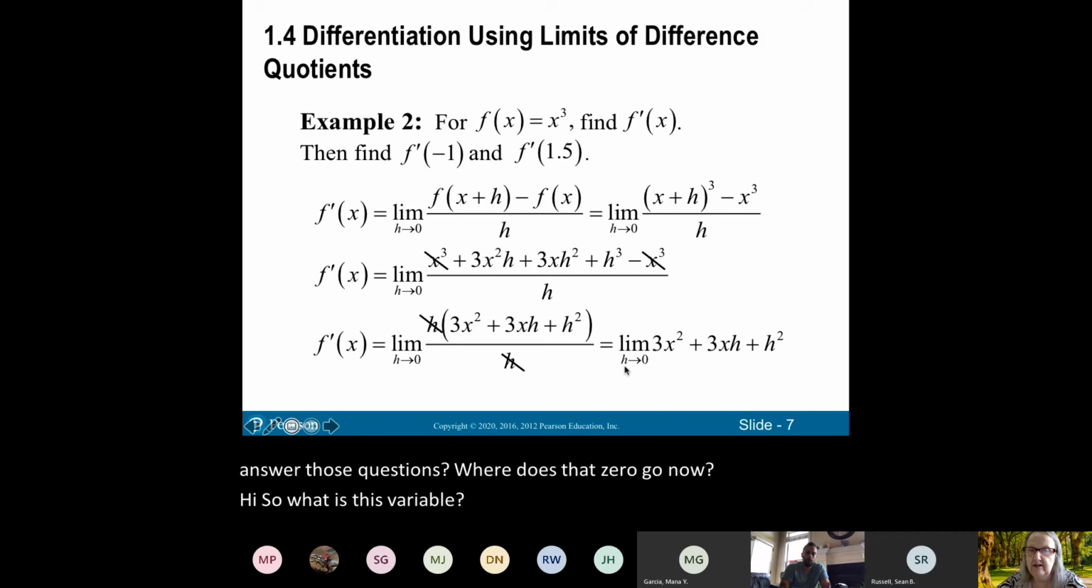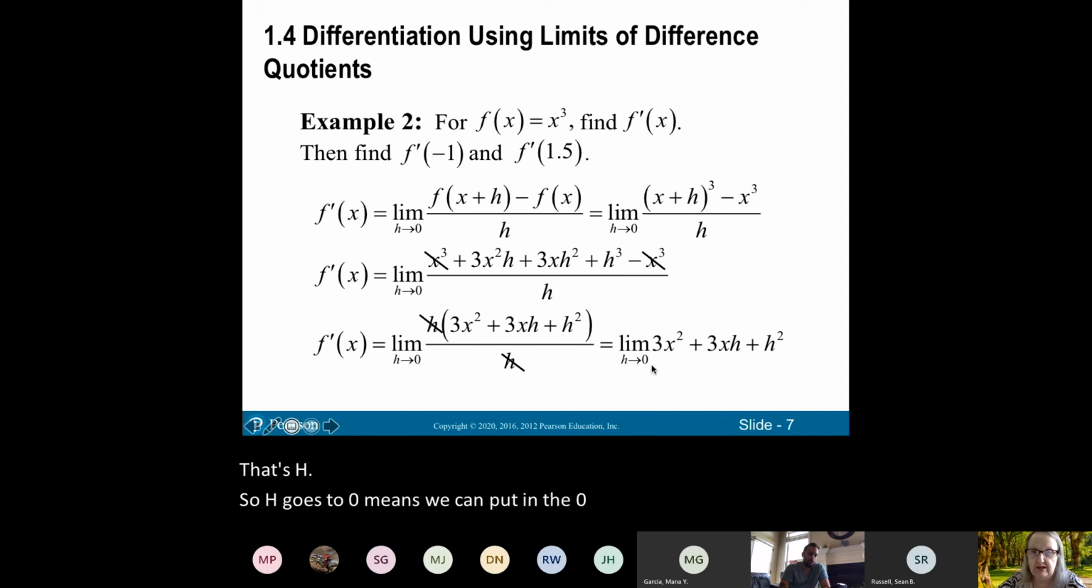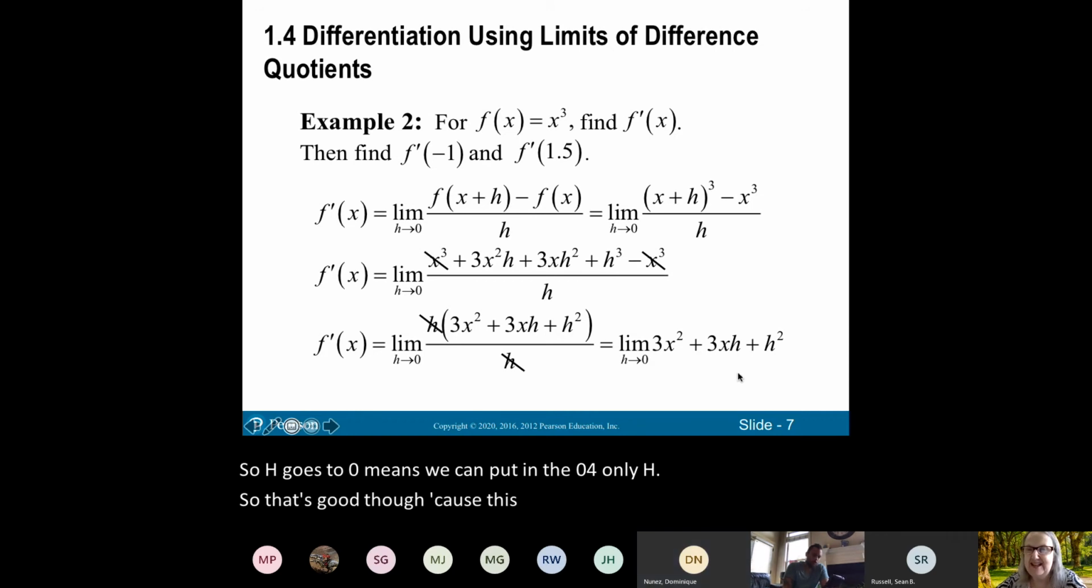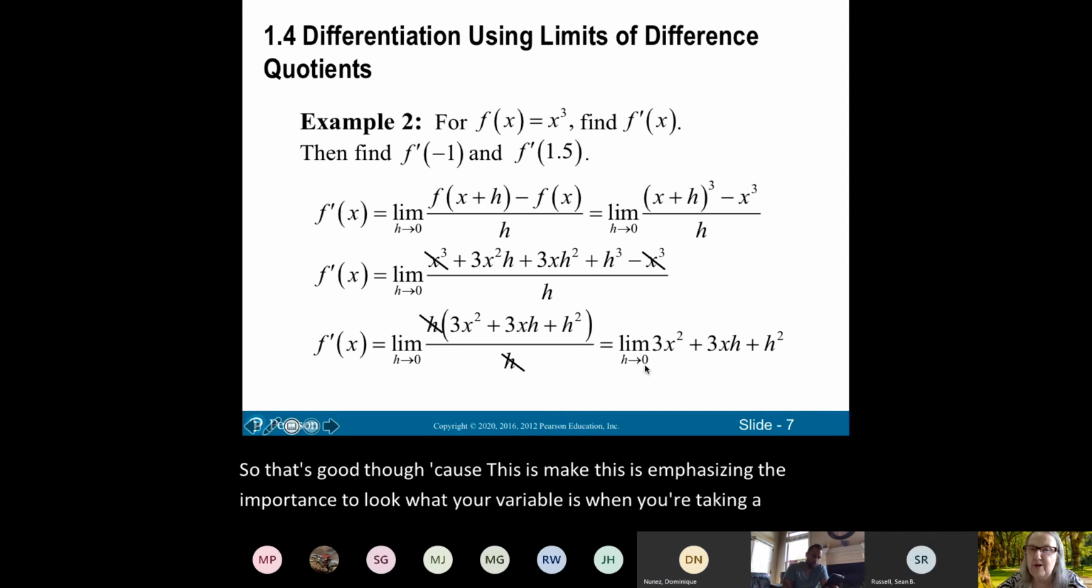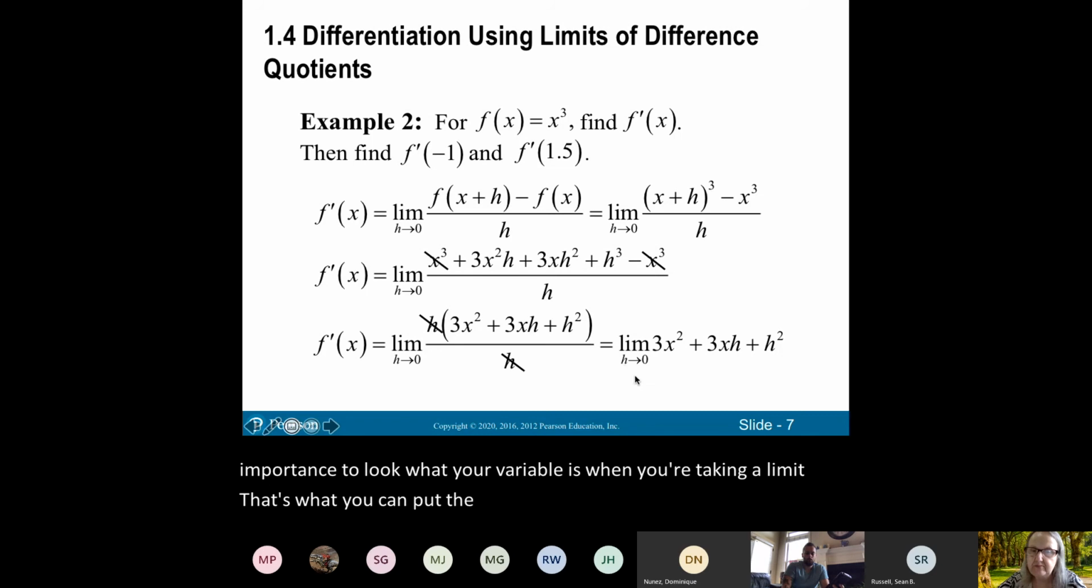That variable here, that's h. So h goes to 0 means we can put in the 0 for only h. That's good though, because this is emphasizing the importance to look at what your variable is when you're taking the limit. That's what you can put the number in for.